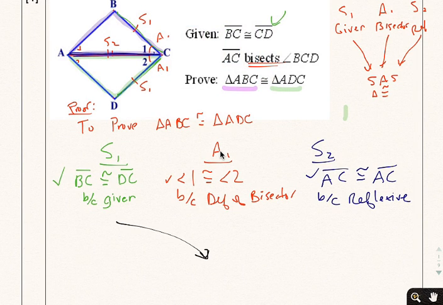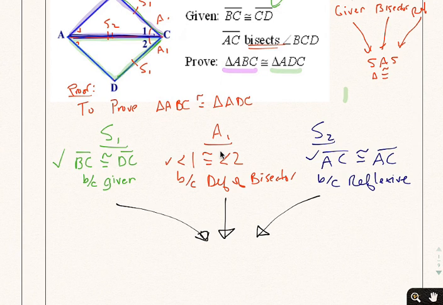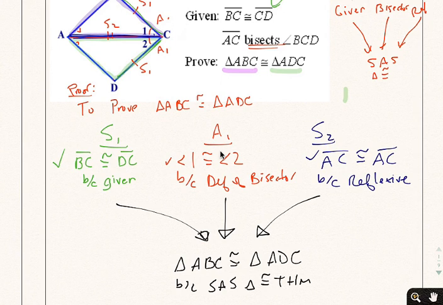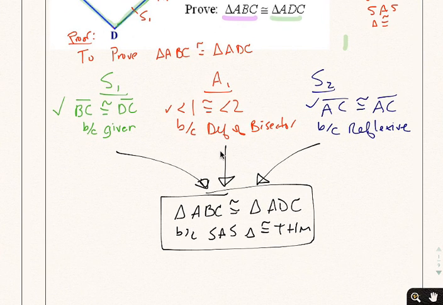Again, because we call this a flow style proof, I'm going to treat this like a flow diagram. So my conclusion, if I combine these three pieces, and that's what the arrows imply, I can conclude that triangle ABC is congruent to triangle ADC because of the side angle side triangle congruence theorem. And we are done. That's all there is to this proof.